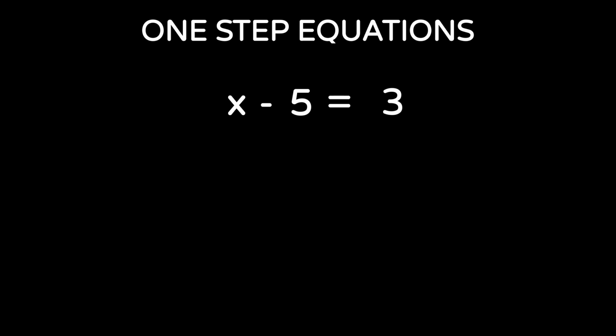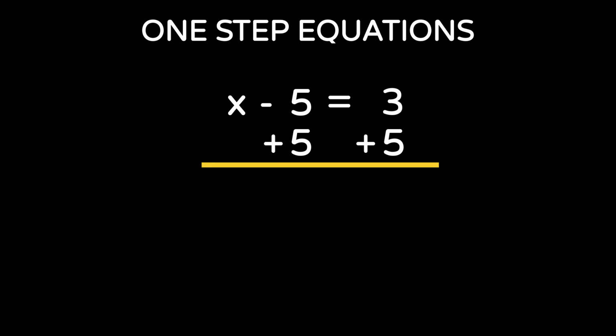Example 4. Let's solve x minus 5 equals 3. Here, x is being subtracted by 5. To undo this, we add 5 to both sides. X minus 5 plus 5 equals 3 plus 5. The minus 5 and plus 5 cancel out, leaving x equals 8.